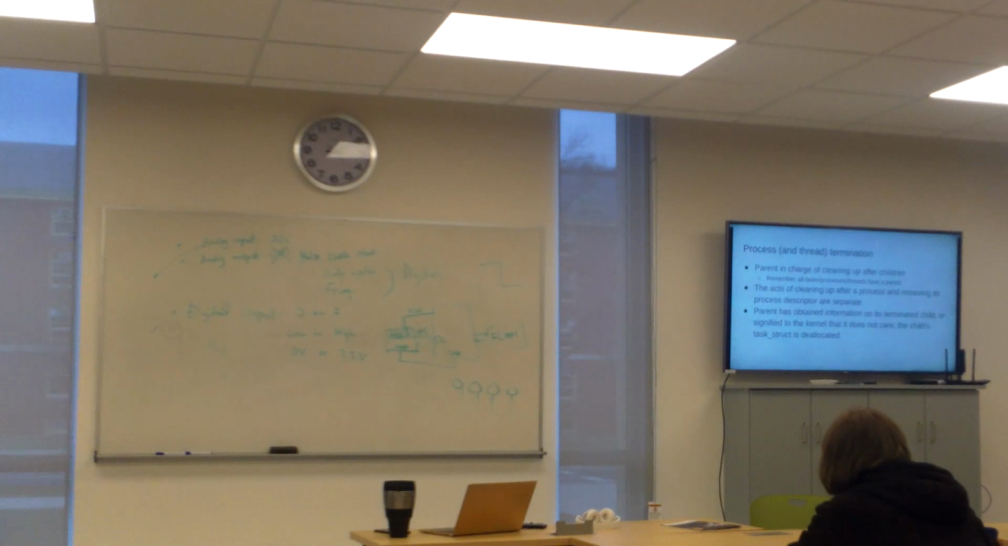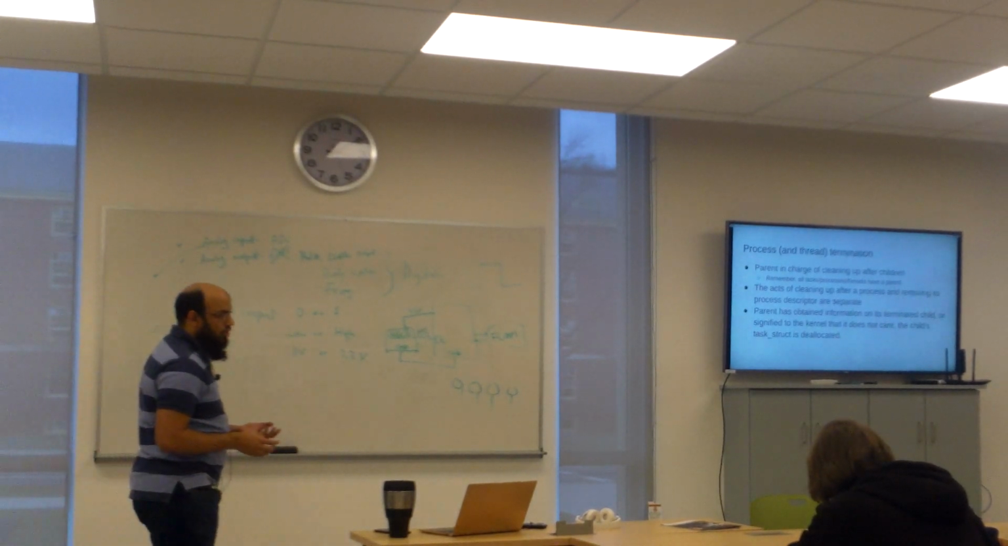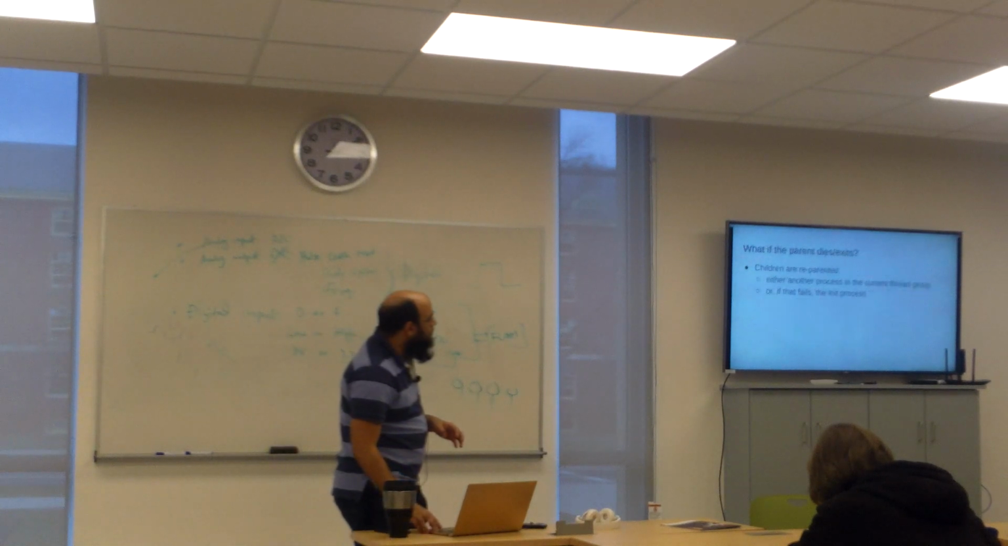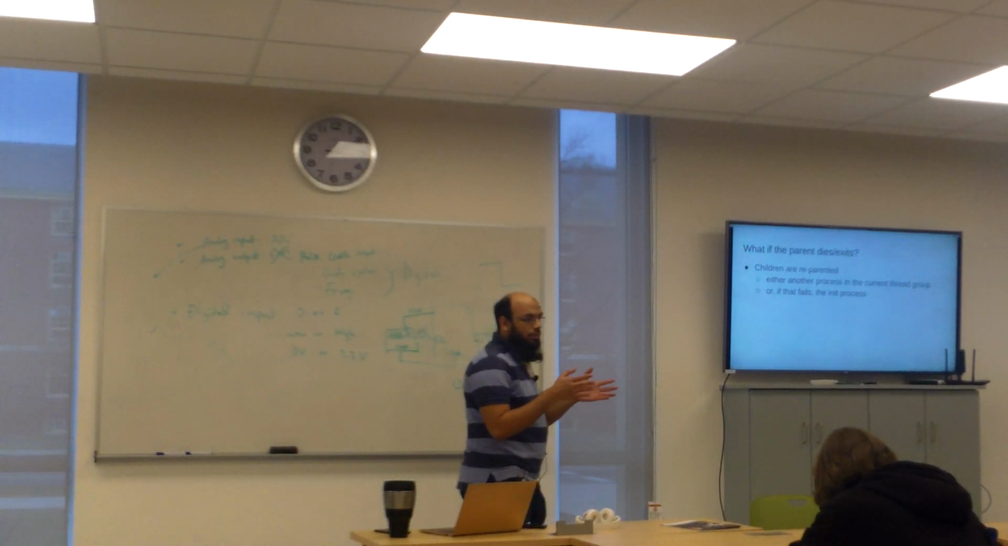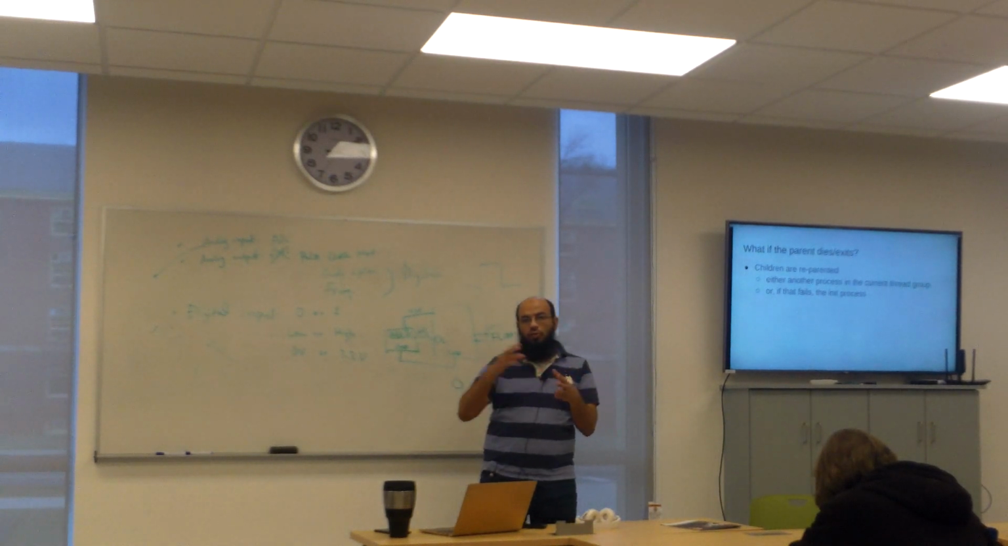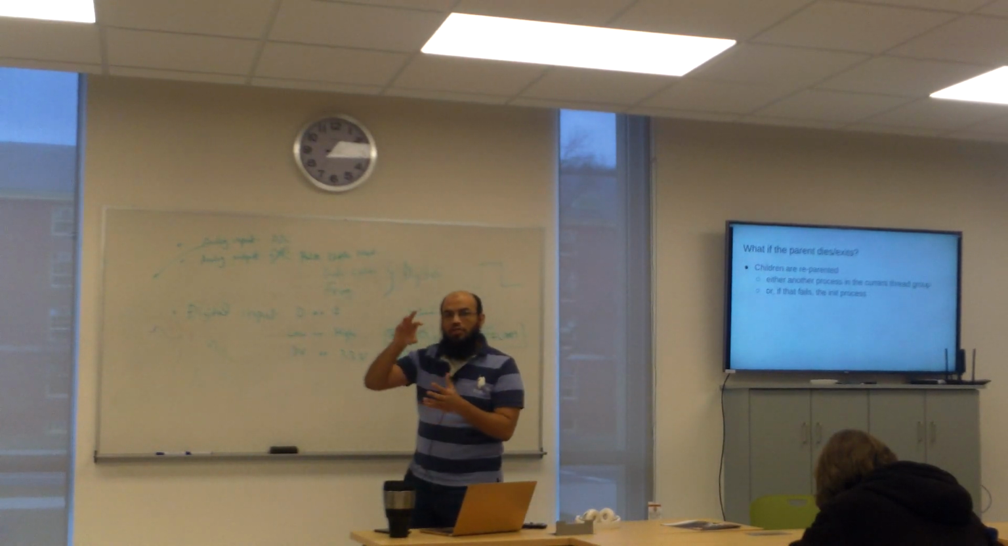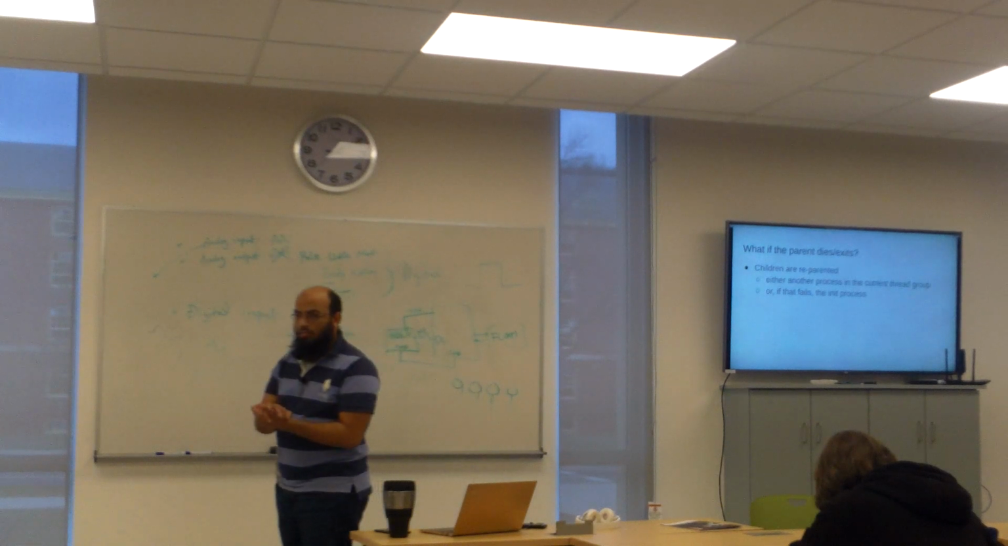Then the child's task struct is deallocated, so you start by wiping the child's task struct. After that, you actually need to clean up after your process. So the parent starts cleaning up: this was my child, I cleaned that up.